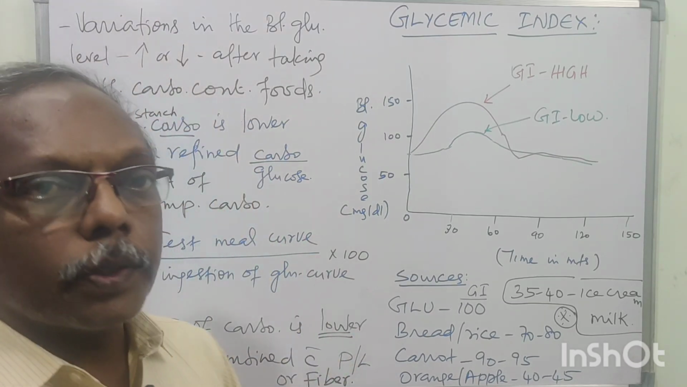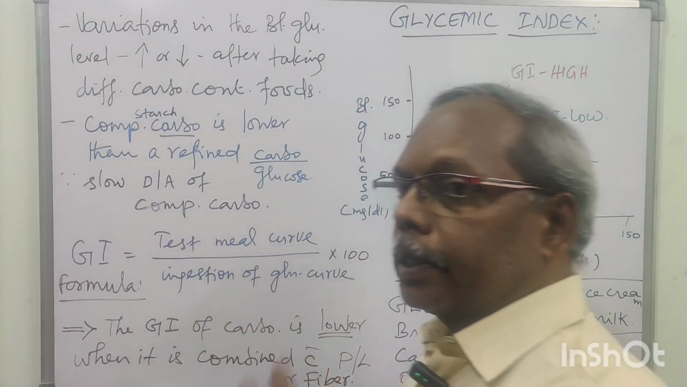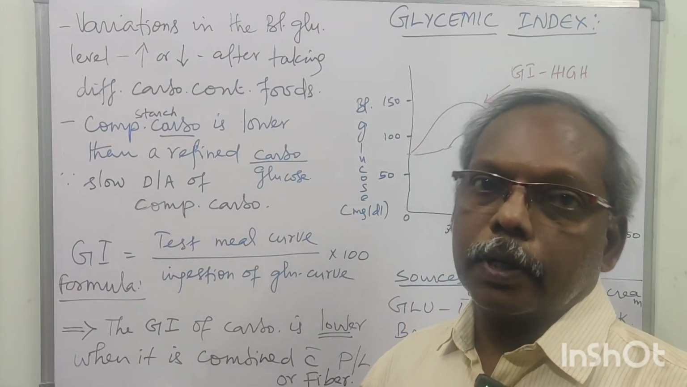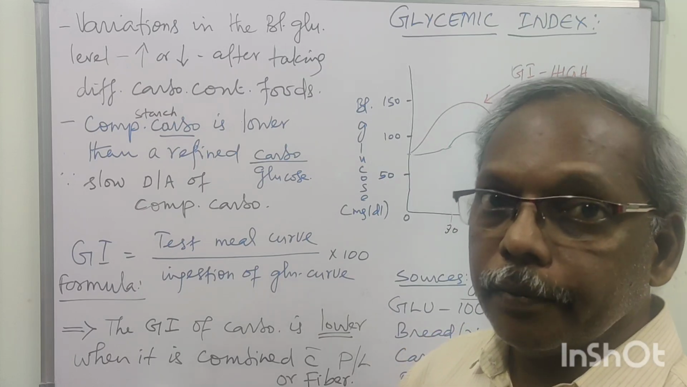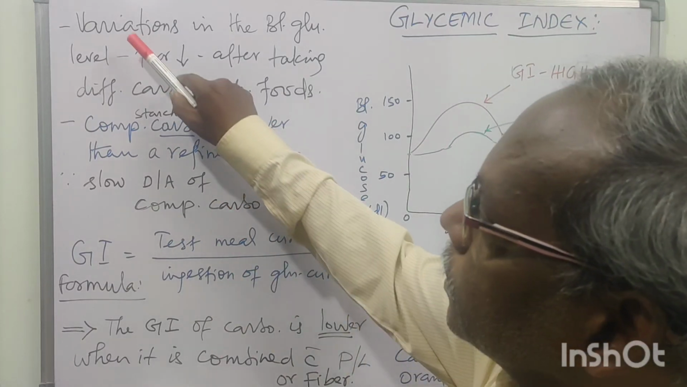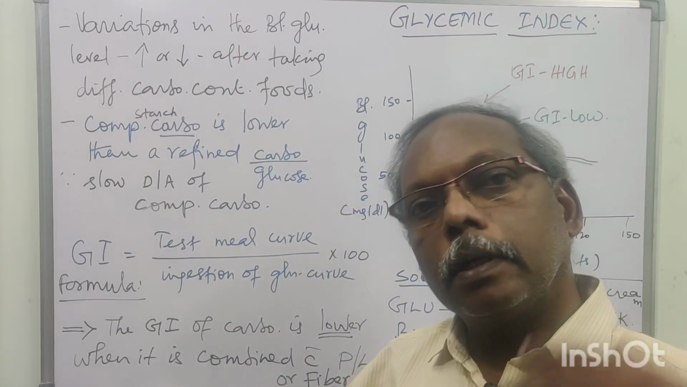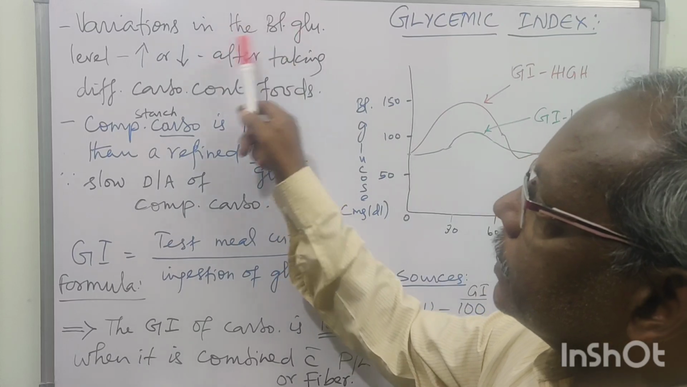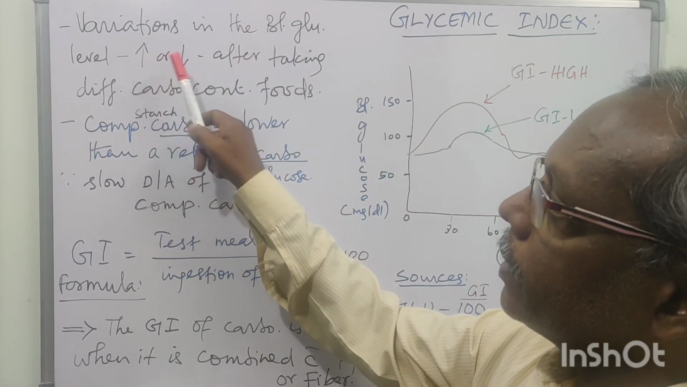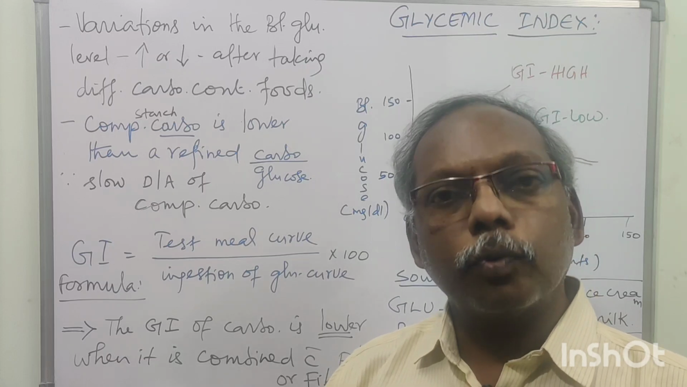We have some introduction or definition points. We are taking so many varieties of carbohydrate items, and all of them have a different glycemic index. So it is the variation in the blood glucose level, high or low, after taking different carbohydrate-containing foods.